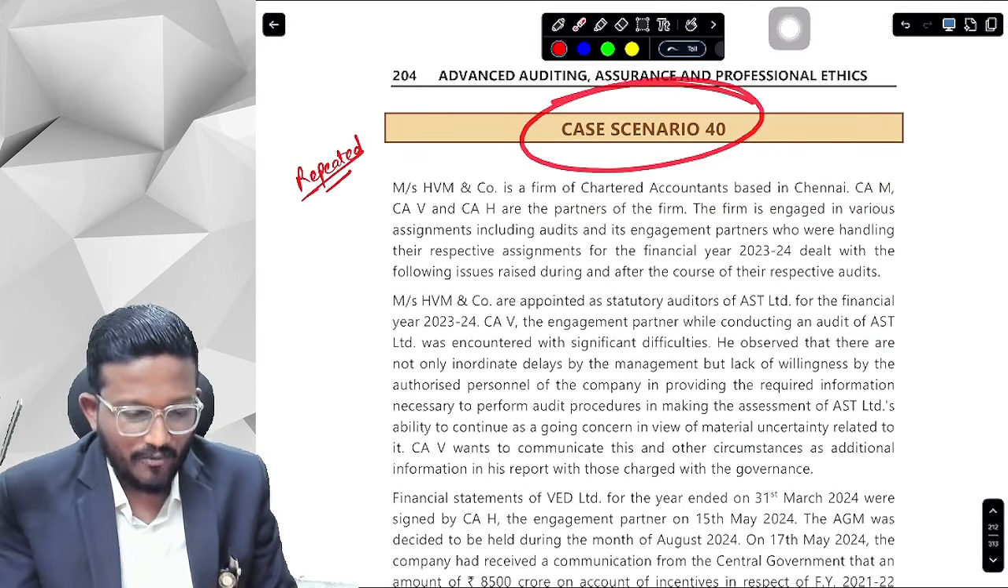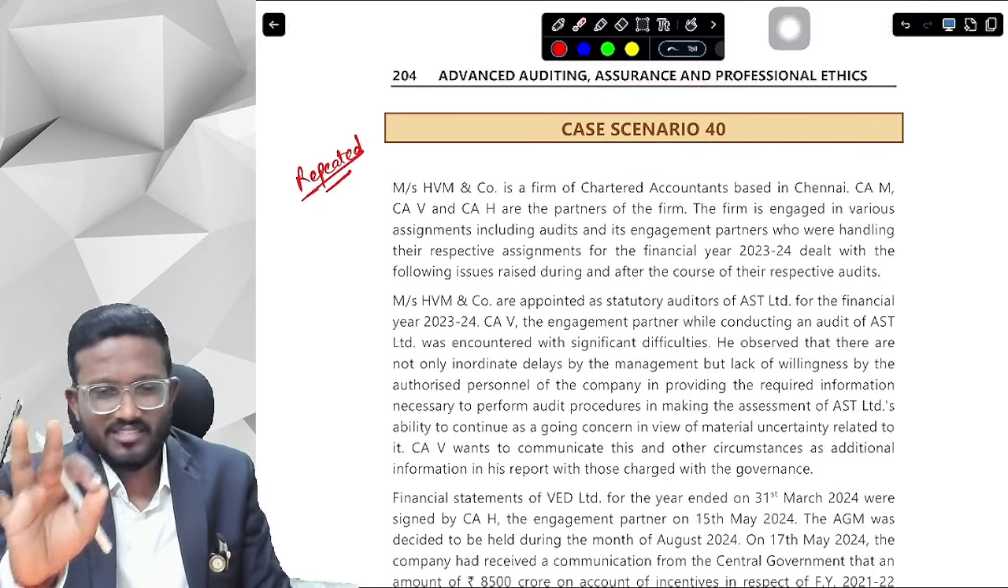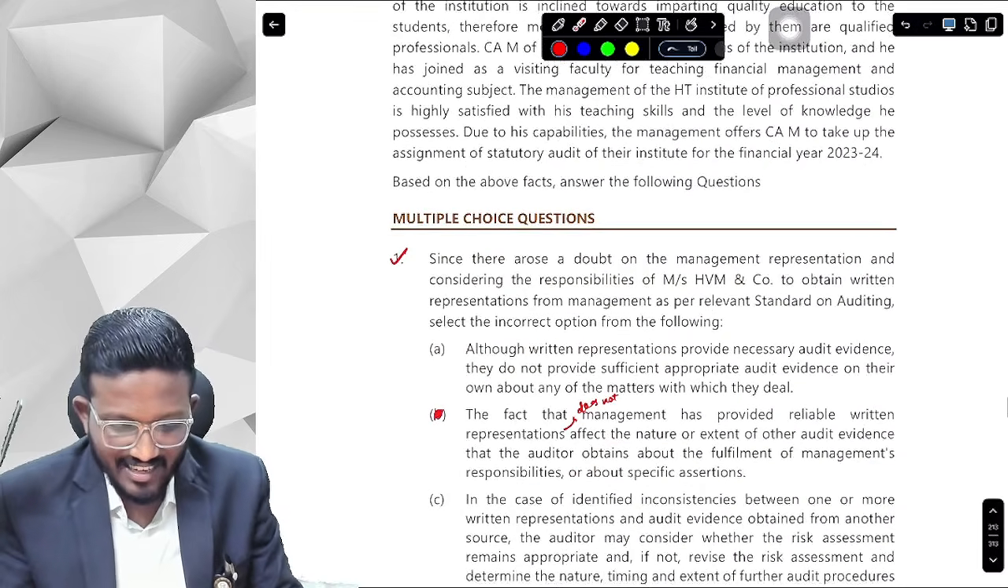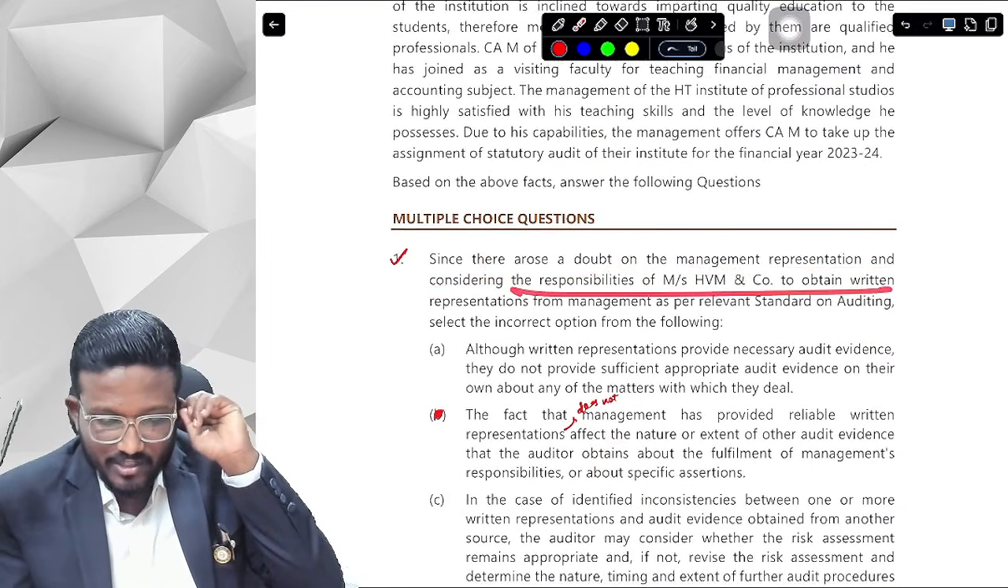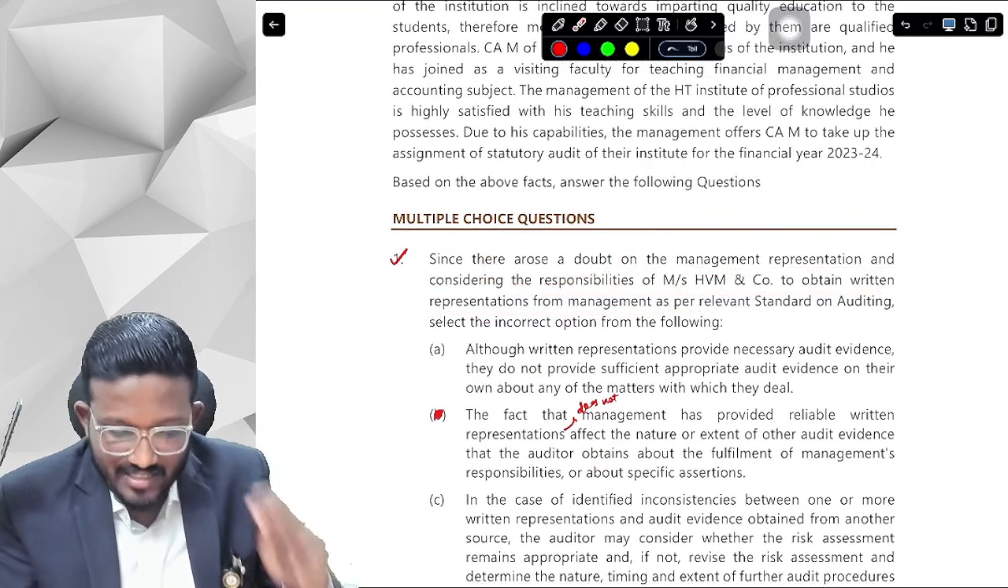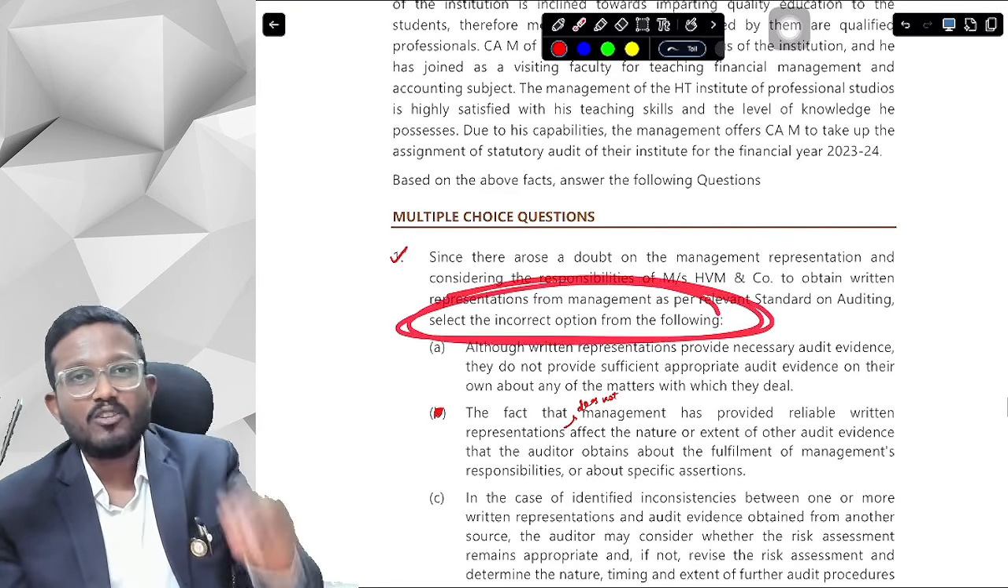Let's do case scenario number 40, and this is kind of repeated. I'm sure this is repeated. Let's see. So what does it say, sir? It says that there is a doubt on the management representation, and considering the responsibilities to obtain written representation as per the relevant SA, select the incorrect option from the following. We have to select the incorrect option.